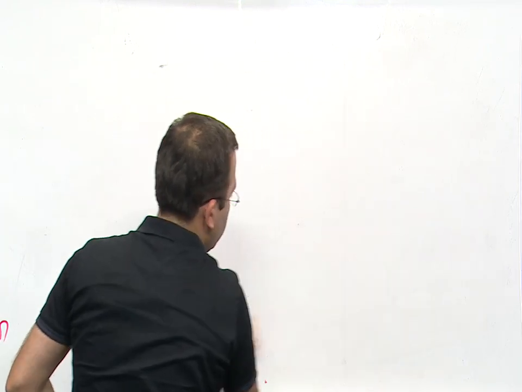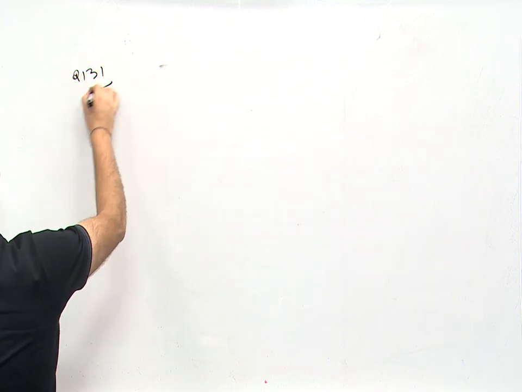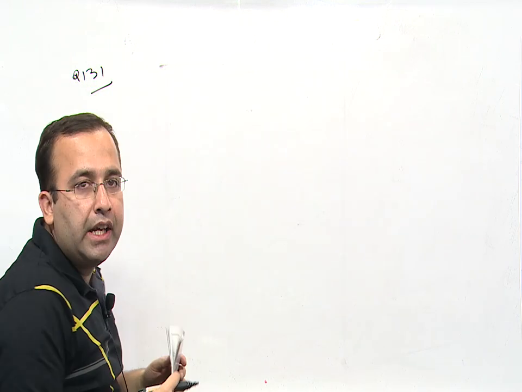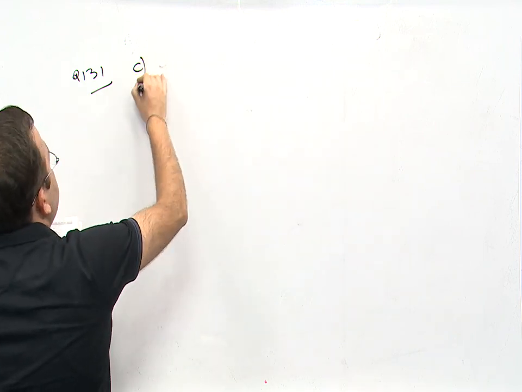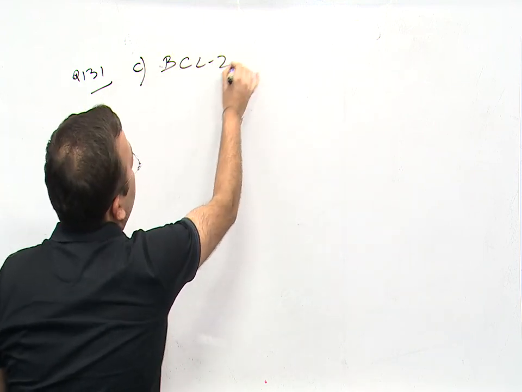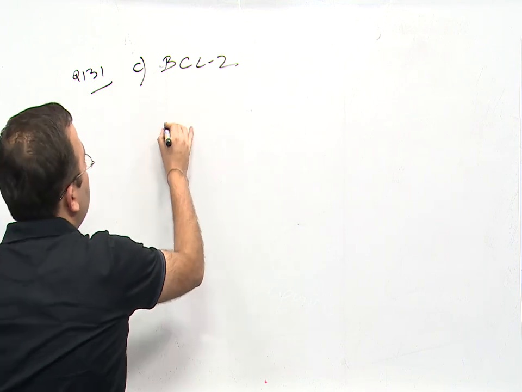Next, question 131. Which is anti-apoptotic? Anti-apoptotic is BCl2. Which of the following is anti-apoptotic? BCl2.